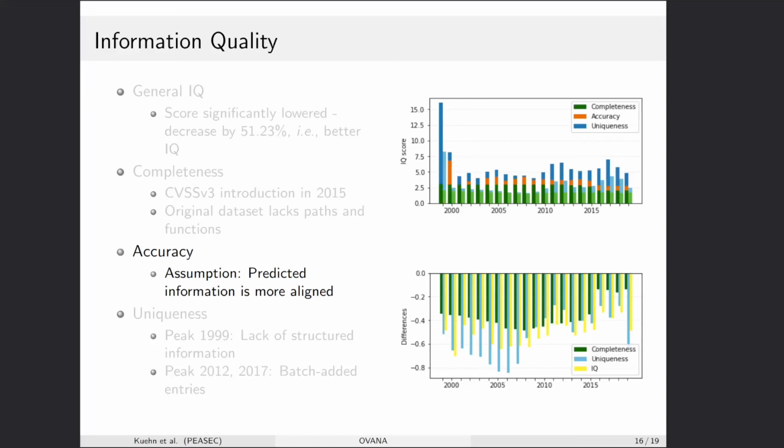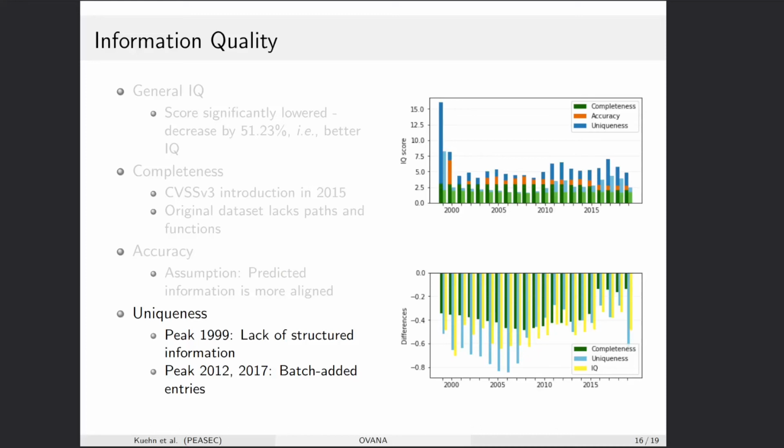For the accuracy, we used the following assumption: that the predicted information is more aligned with the original vulnerability information than the current CVSS information, and this is the reason why we added the accuracy only to the original information quality. The uniqueness is the main driver of the information quality score, and with this we found several peaks in the data. The first peak in 1999 results from a lack of structured information. The peaks in 2012 and 2017 are based on batch-added entries, in which over 70 entries share the complete same information. Despite the fact that we were able to reduce the uniqueness score, this is problematic for our Named Entity Recognition module, because even the description was the same, and hence we were not able to identify distinguishable information, which could be used to resolve these clusters.